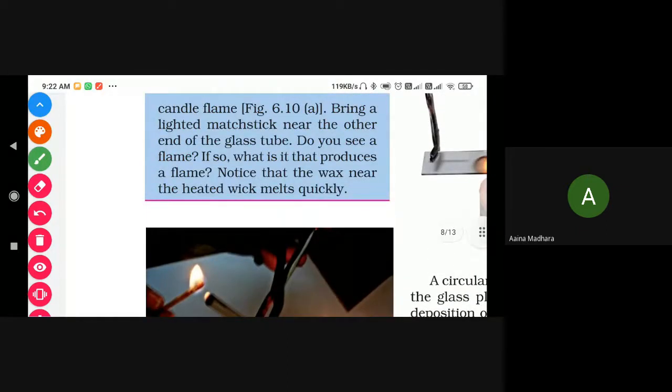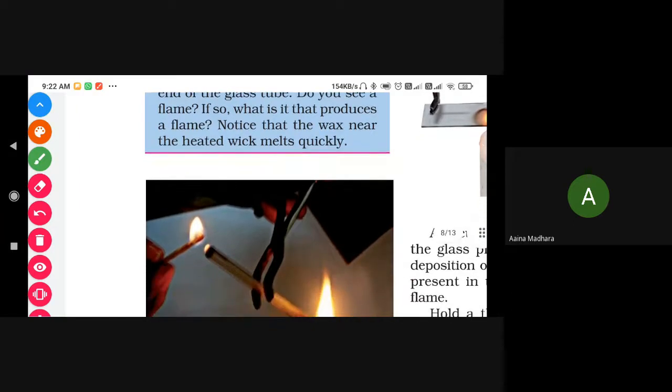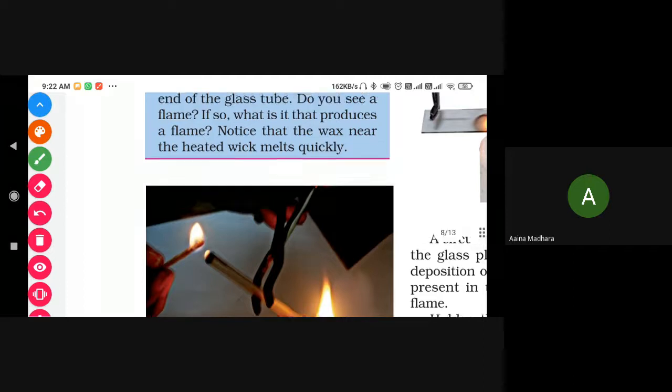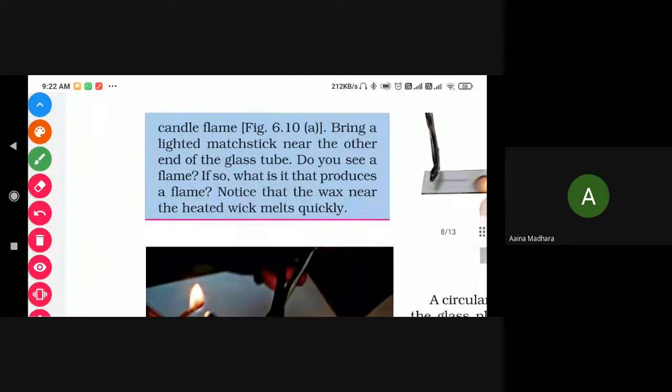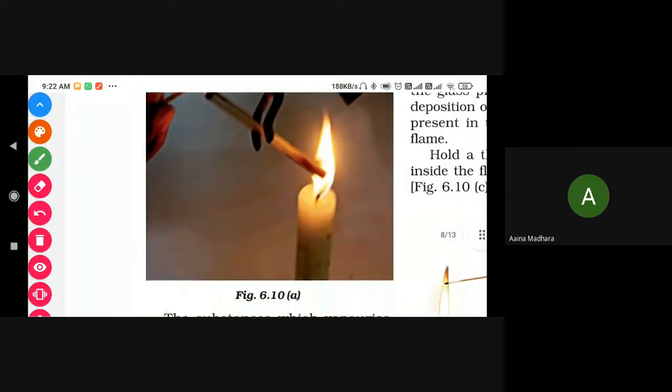Then what is going to happen? The matchstick will start burning, and notice that the wax near the heated wick melts quickly. You will also notice that the wax near the wick melts quickly. Yes or no? Okay. Understood the activity? What you need to do in the activity, can you tell me?